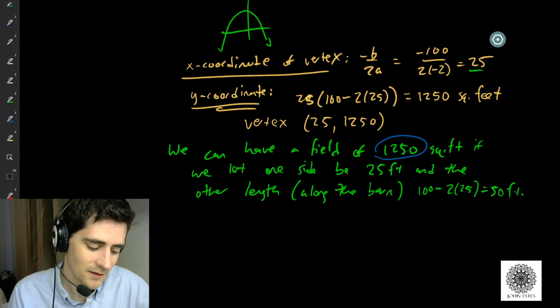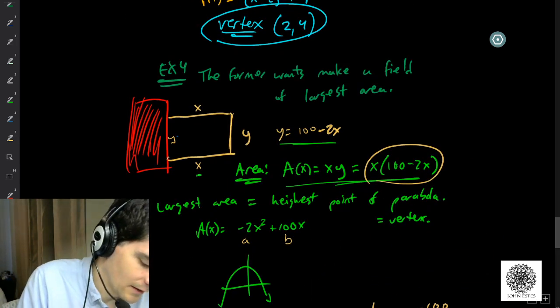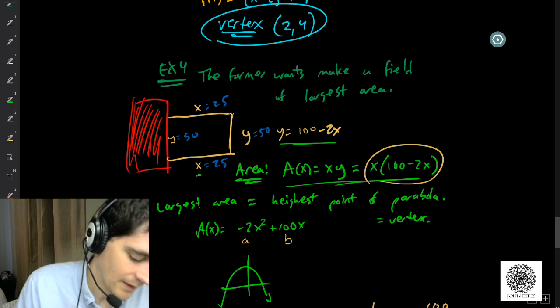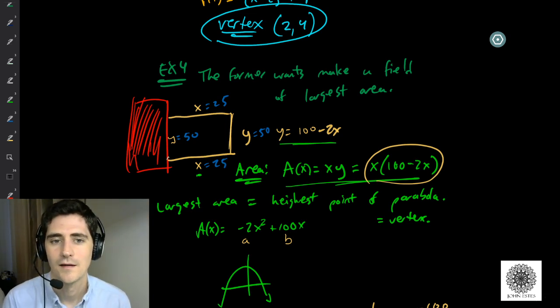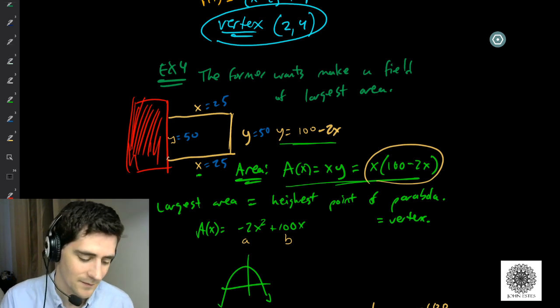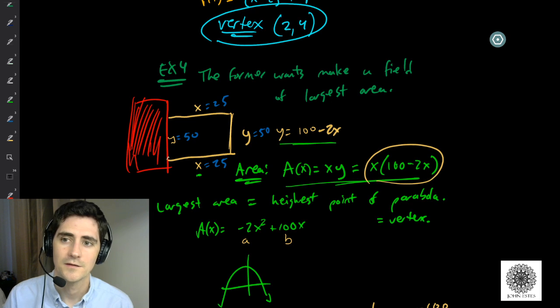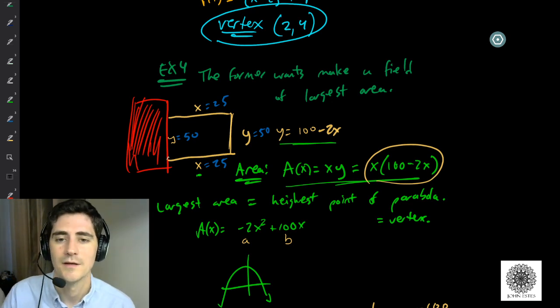Okay, so we have found the exact instance here. If I take this field and I let that be 50 and I let that be 25, that is the biggest field I will have with the amount of fence I have. And I hope this makes sense. Okay, so that's a run through of linear and quadratic functions. We are going to save common functions for next time.